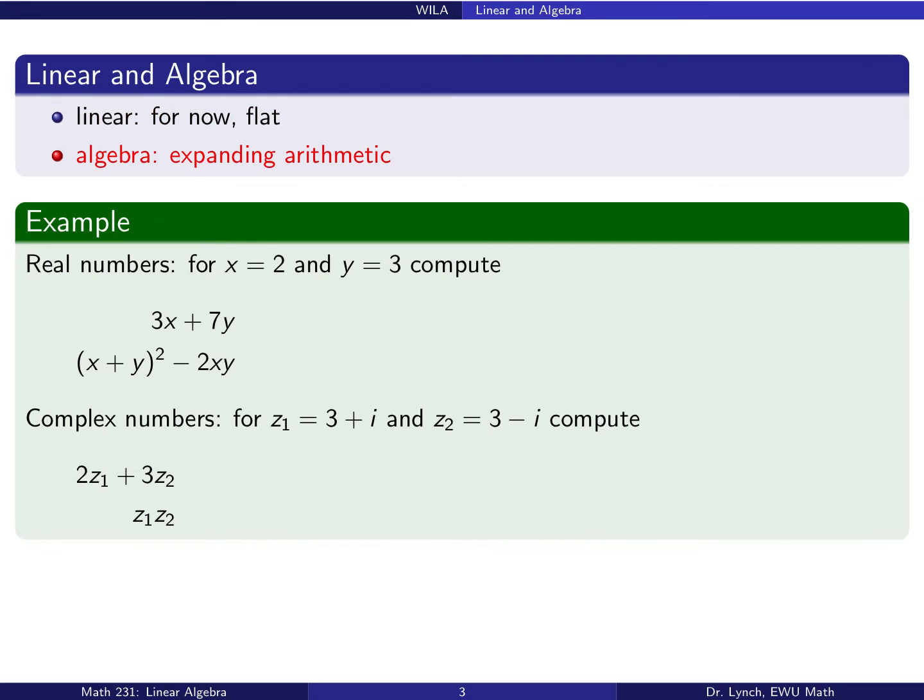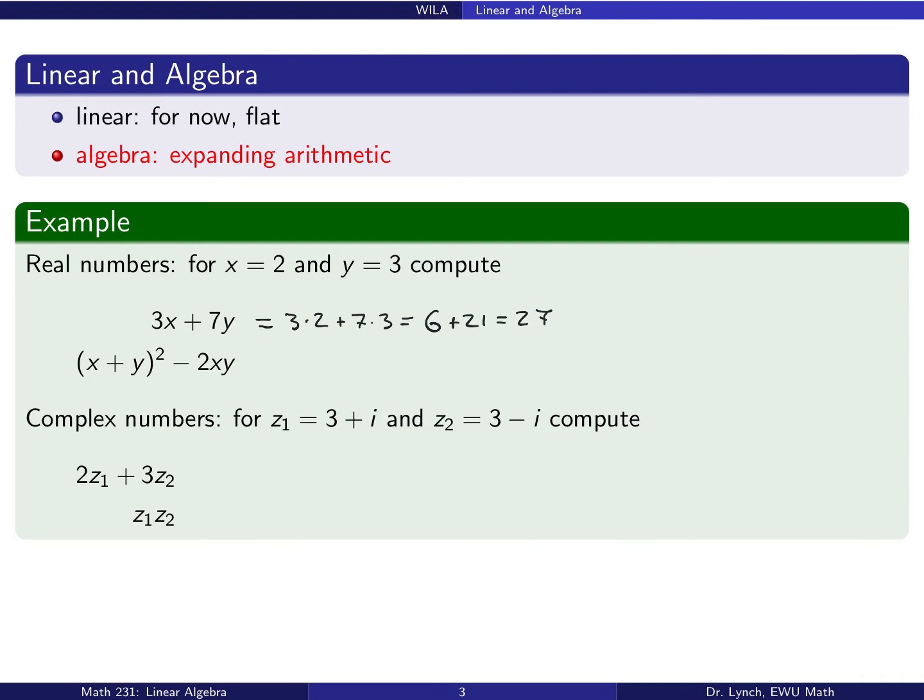Okay, by algebra, however, we just mean expanding arithmetic. So in this class, we'll use arithmetic of real values as well as arithmetic of complex numbers. Just a couple quick examples. For instance, if x is 2 and y is 3, we can quickly compute 3x plus 7y. Okay, so a pretty straightforward operation here: 3 times 2 plus 7 times 3 gives us 6 plus 21, which is 27.